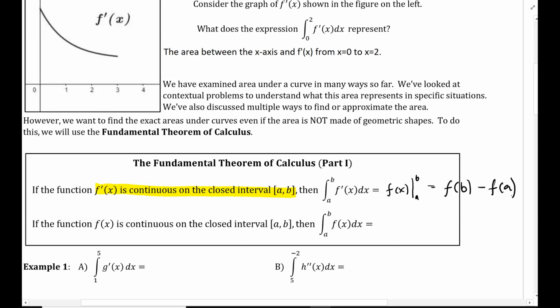Now let's look at another representation of this. Let's consider, what if I have a function f of x that's continuous on the closed interval a to b? Then the integral from a to b of f of x dx, again, now I need the antiderivative, and this is just a little bit of notation, is capital F of x evaluated from a to b, which is equal to capital F of b, you plug in the upper limit, minus capital F of a, you plug in the lower limit. And that is the fundamental theorem of calculus.